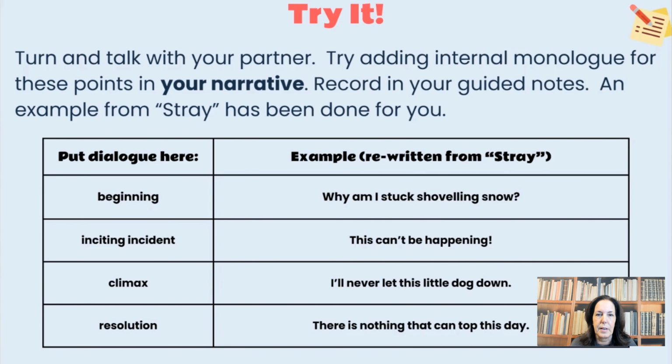By the way, you don't use quotation marks for internal monologue. You don't even need to write it in italics. You can write it in italics if it's like a really important thought, but just write it as you would any part of the story. Okay, so for the beginning of Stray, I wrote, why am I stuck shoveling snow? The inciting incident, this can't be happening. Climax, I'll never let this little dog down. Resolution, there is nothing that can top this day. So I just wrote what I thought Doris could be thinking. Pause my video and turn and talk and add some internal monologue to your narrative.